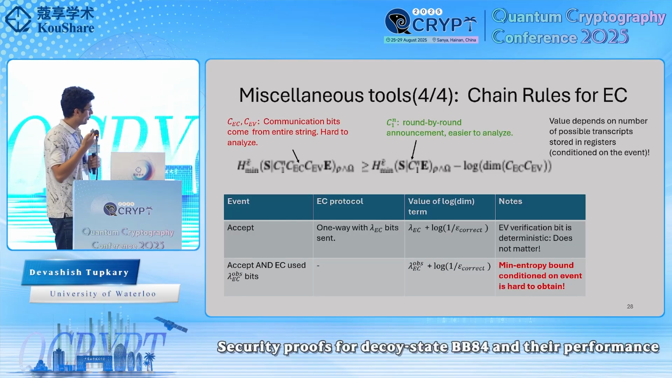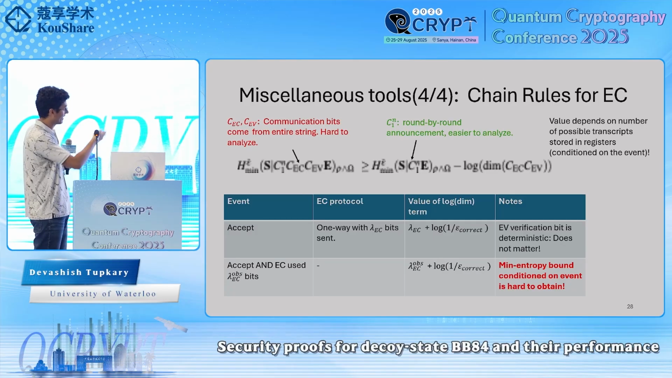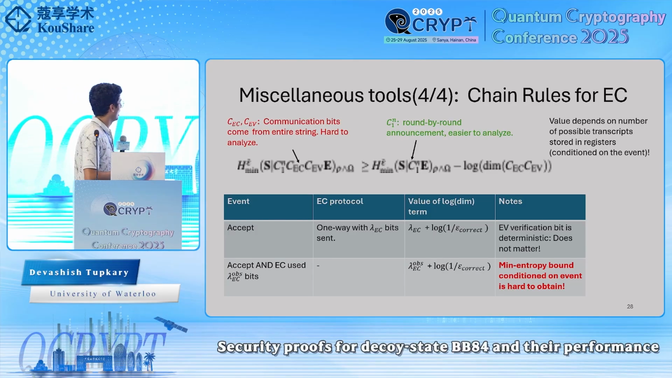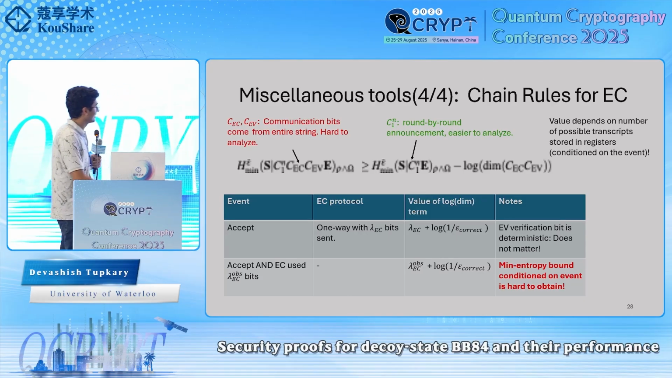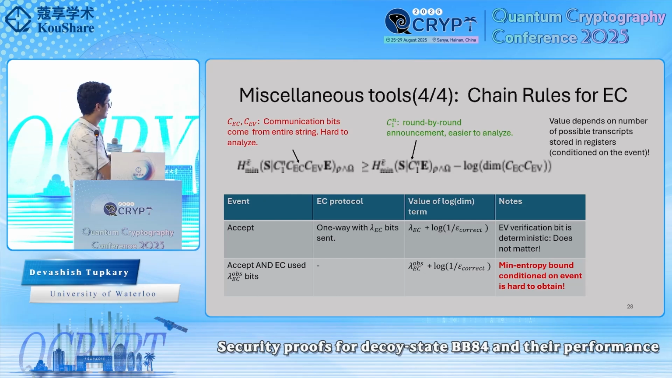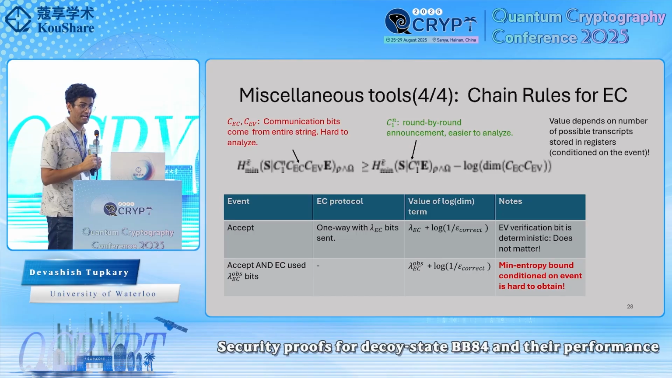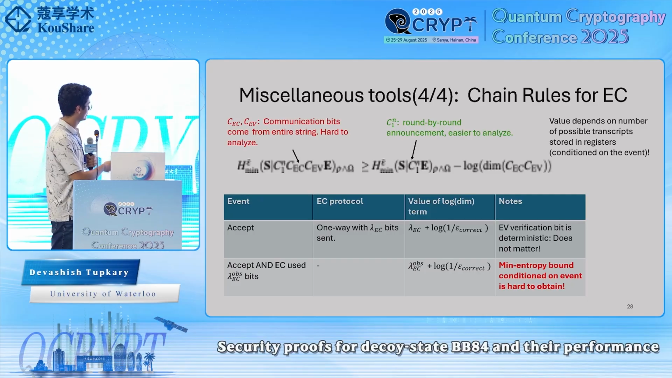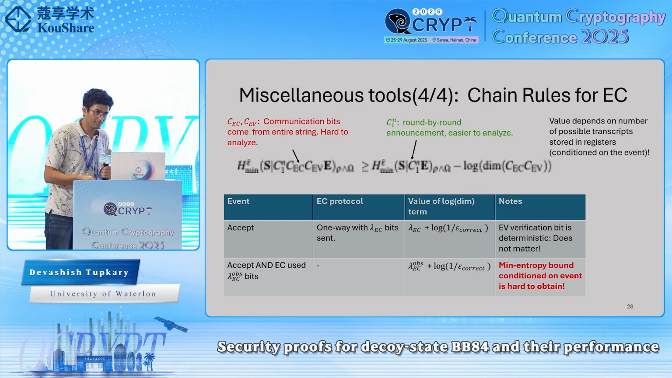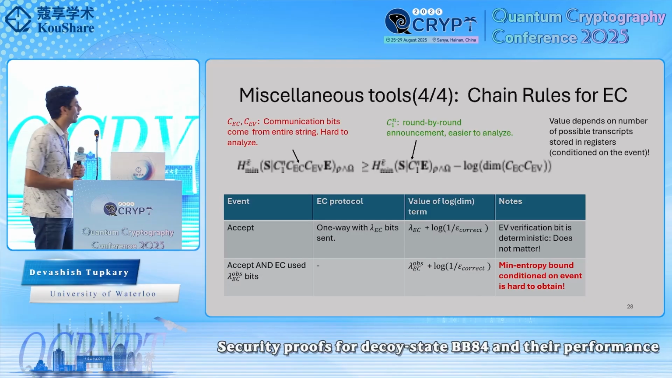Okay, so we have some options here. So one could think of the event as the acceptance event of the protocol. We could do an error correction protocol that sends exactly lambda EC bits. Then the value of this log dimension term is the number of bits you used for error correction and the number of bits used for computing the error verification hash, which is log 1 over epsilon correct. Technically, Bob also responds with a bit that says, yes, my hash matched, or no, my hash did not match. But actually, that bit does not matter because if you look at the event where you accept, that bit is deterministically set to one value.